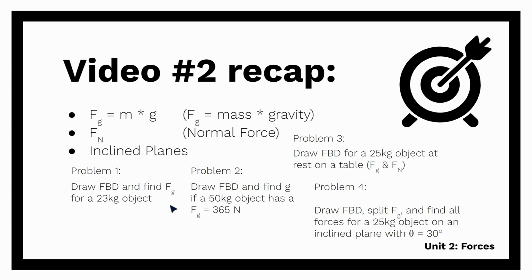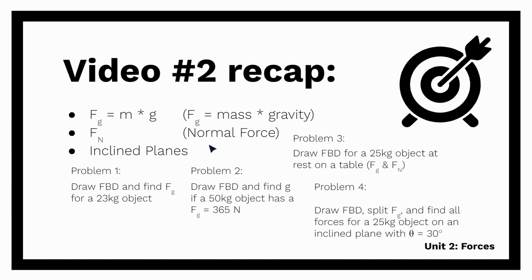Number 1, draw a free body diagram and find the force of gravity if you have a 23 kilogram object. It's a little random number, but just whatever. Problem 2, draw a free body diagram and find g if it's a 50 kilogram object that has a force of gravity of 365 newtons. And this is not like you're finding g like the Earth gravity. This is just some random planet that doesn't exist, right? You just rearrange this equation to find g.